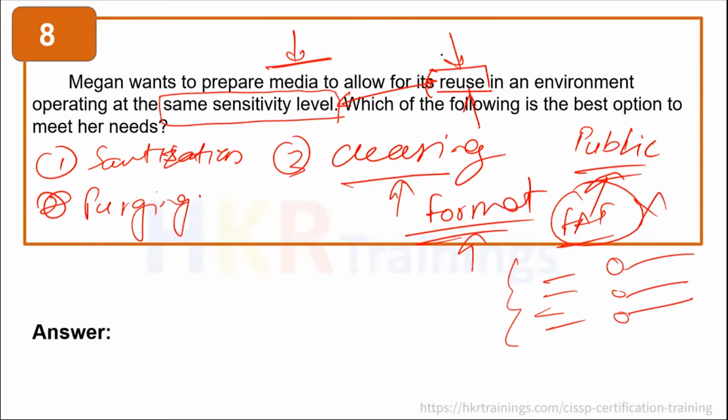And since the keywords were to reuse and the same sensitivity level, clearing seems to be the most apt answer, because you'll simply format the drive or format the media and reuse it in the environment.